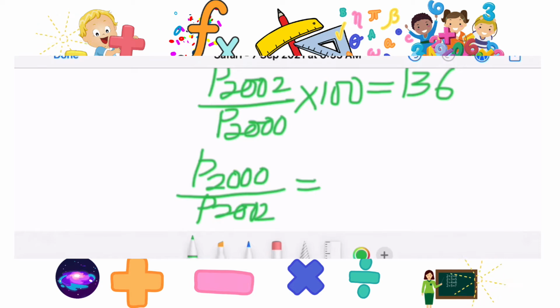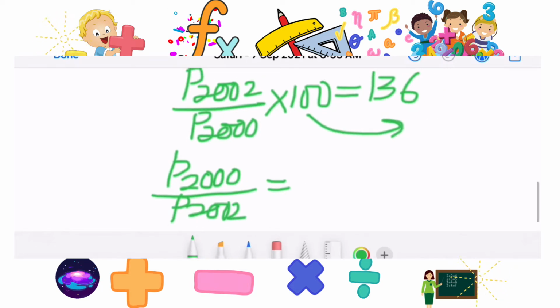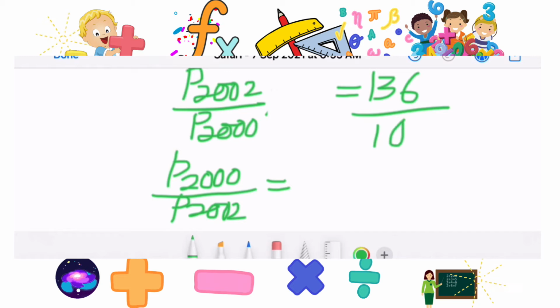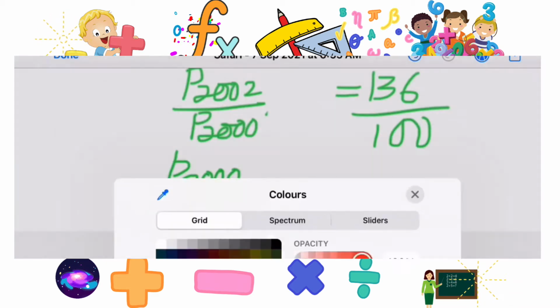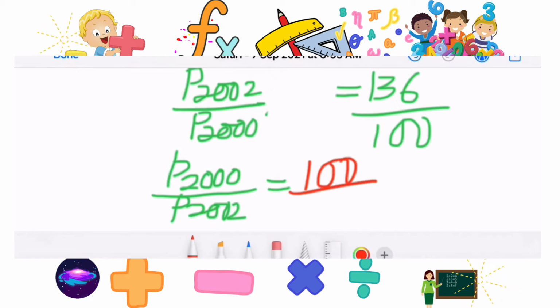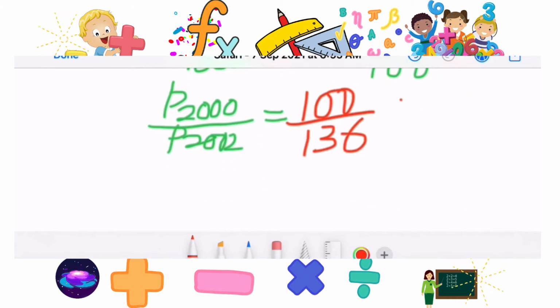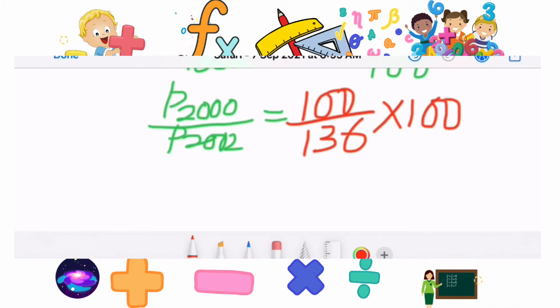So we will have to inverse a fraction, because this is 136 over 100. So if we bring it over, it will become like this. So now we can inverse it, right? Because we want the fraction in this way. So we can just inverse the fraction. Then, because we want the price index, we just times with 100.